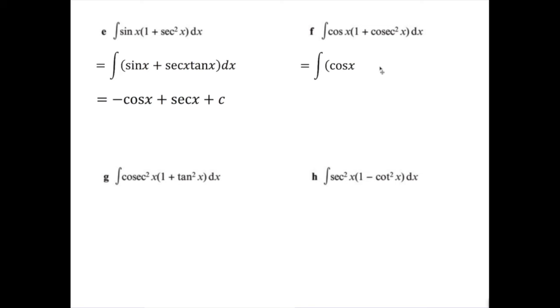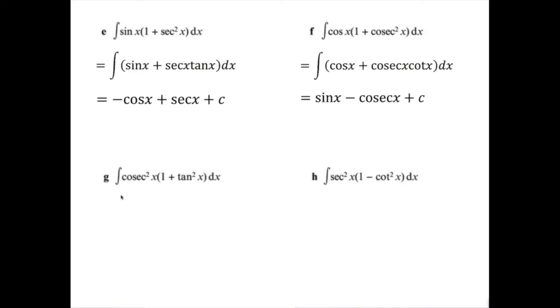Part F, let's expand the brackets. So you're going to get cos x, of course, plus, again, I'm just leaving you time to think about it there. So cos x times cosec squared x, cos x over sin squared x, is cos x over sin x times 1 over sin x. Think about the alphabetical order then. Yes, I know they both begin with C, but come on. C-O-S is before C-O-T. So cosec x, cot x. Okay. And then just integrate each one at a time. So the integral of cos x is sin x, and the integral of cosec x cot x is negative cosec x, plus c.